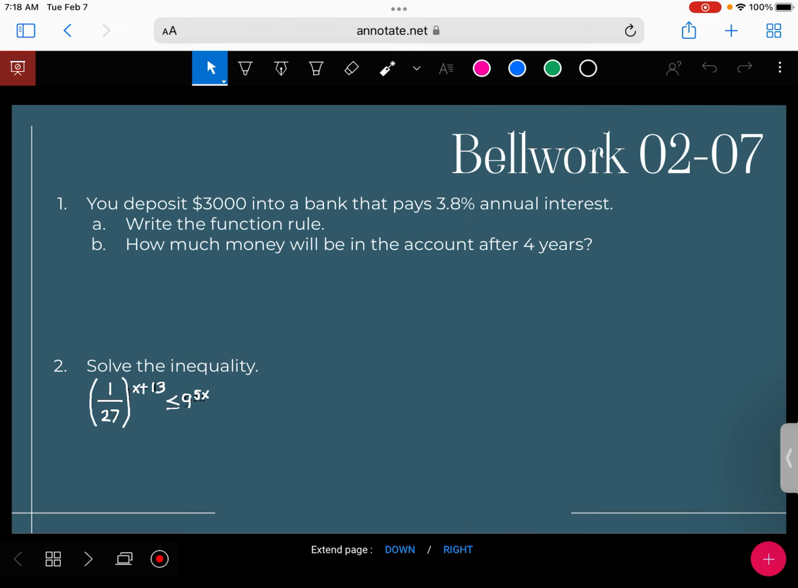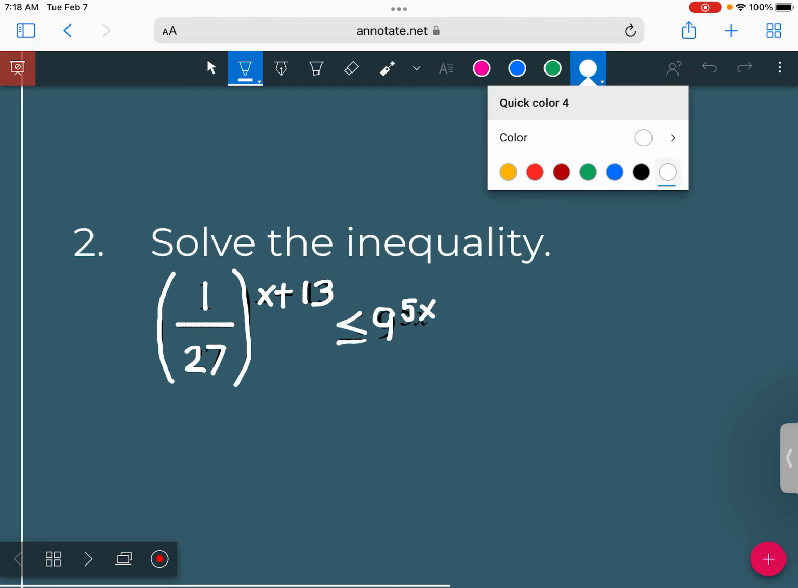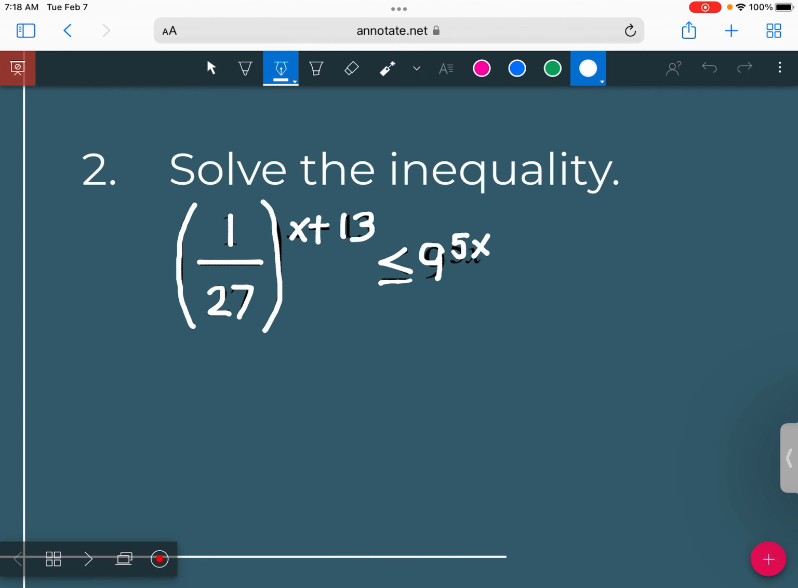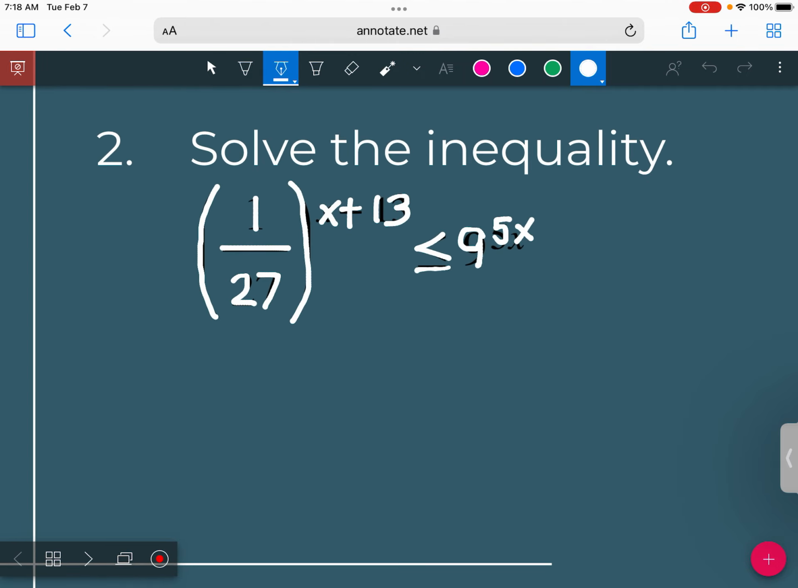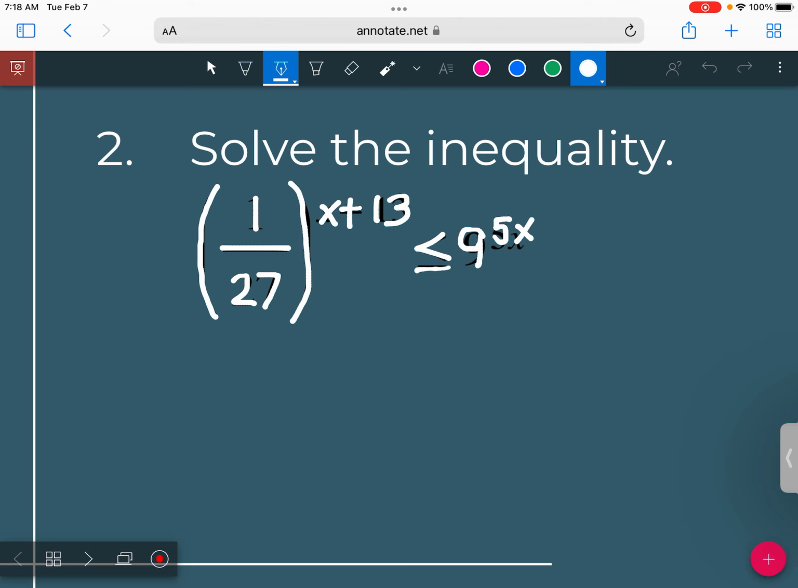Solve the inequality. This is something you guys learned last Thursday? Last Wednesday? One of those days. But just like solving an exponential equation, it's just this time we have an inequality. So, what do we always need to do first? Get the same bases.